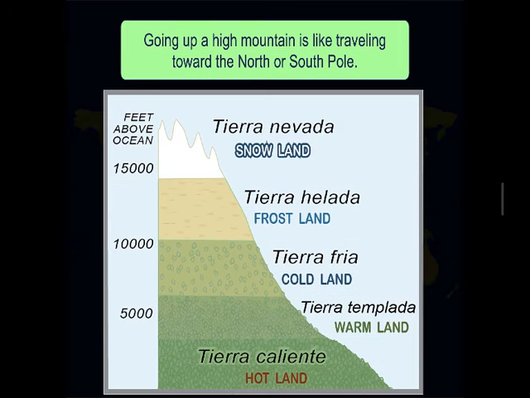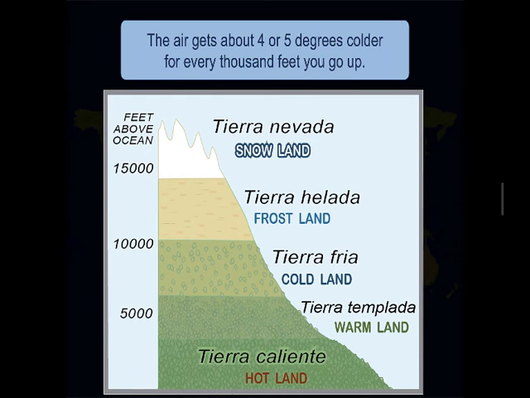Going up a high mountain is like traveling towards the North or South Pole. The air gets about 4 or 5 degrees colder for every 1,000 feet you go up.